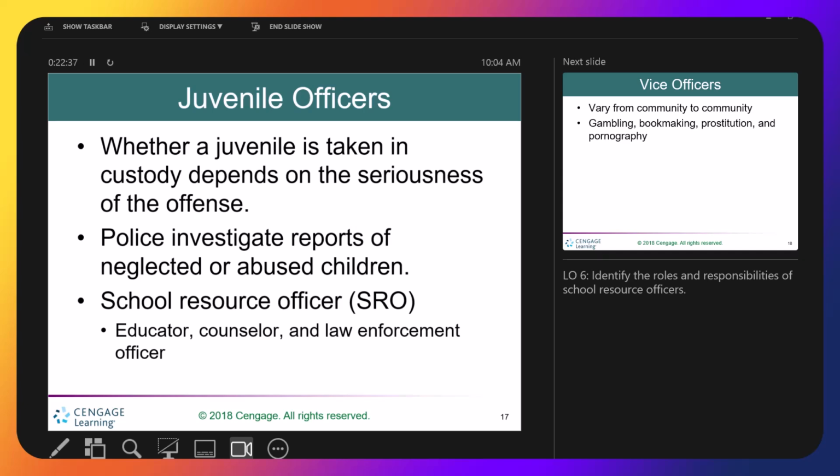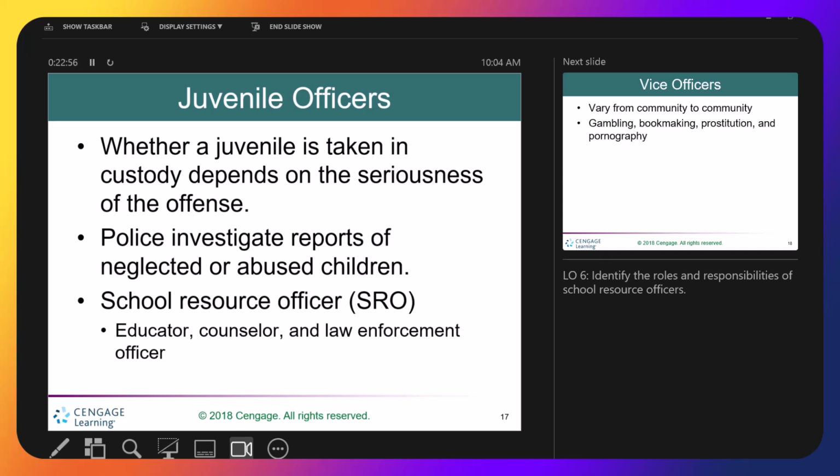And if they're under age, let's say that they're 17 and they committed a homicide and they killed 2 people, they may decide to prosecute these individuals as adults. Police investigate reports of child abuse. So when you have reports of child neglect and child abuse, they will investigate those.